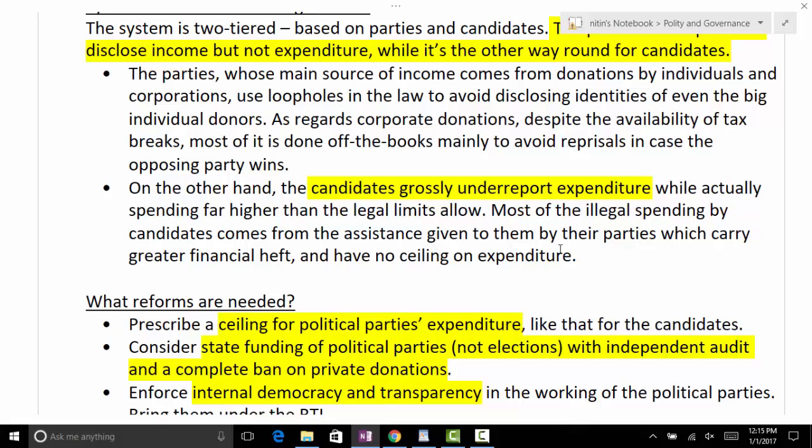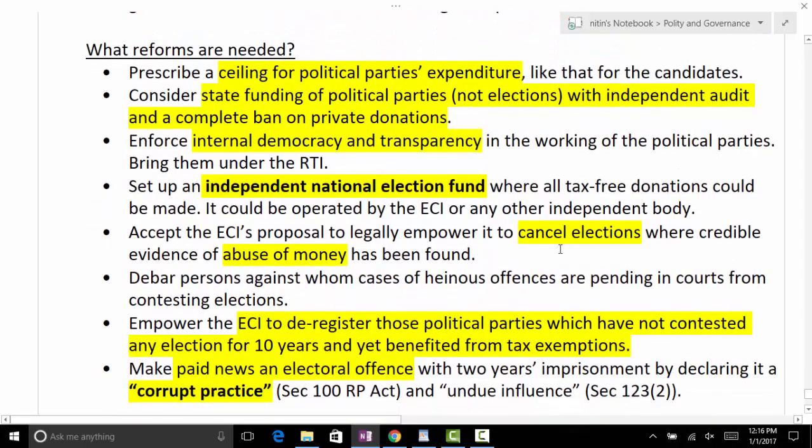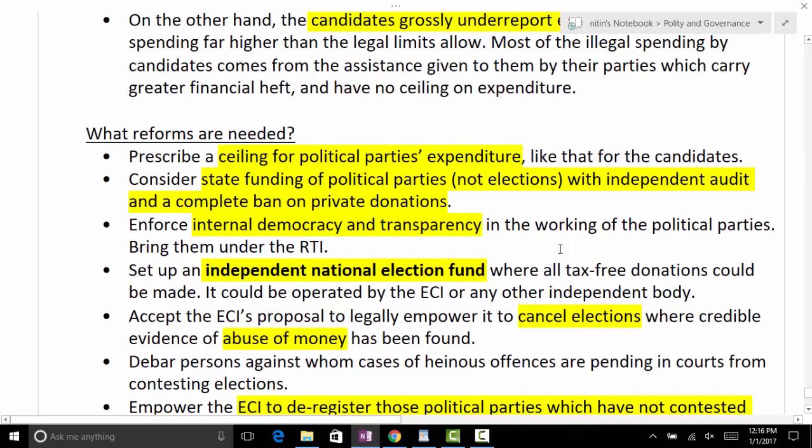One reform is prescribing a ceiling for political parties' expenditure along with the candidates' expenditure. Are you able to get this point? Presently we have a system where the candidates' expenditure is prescribed with a certain limit. So along with the candidates, the parties' expenditure should also have a certain limit. Then, as recommended many times earlier, state funding of elections. And this article recommends state funding of the political parties rather than the whole elections. So this is another recommendation.